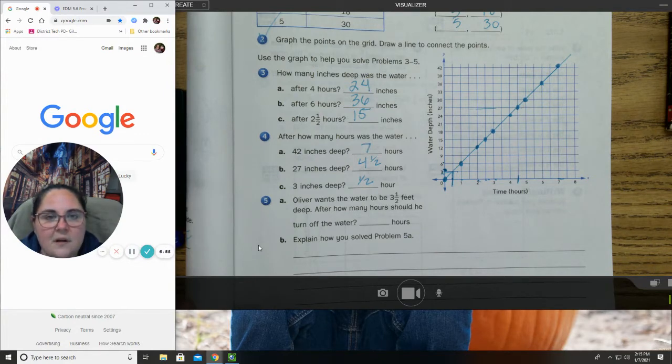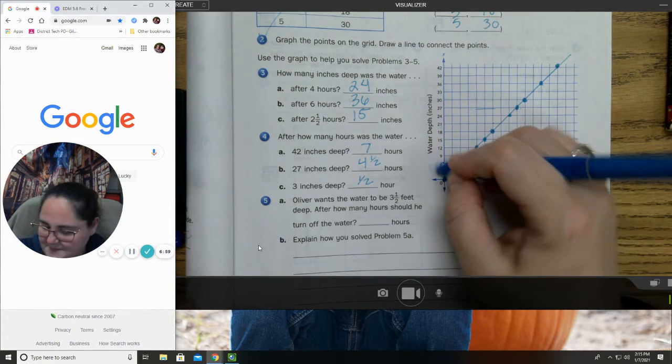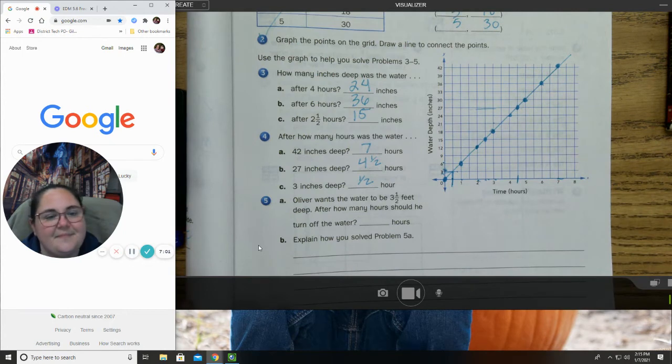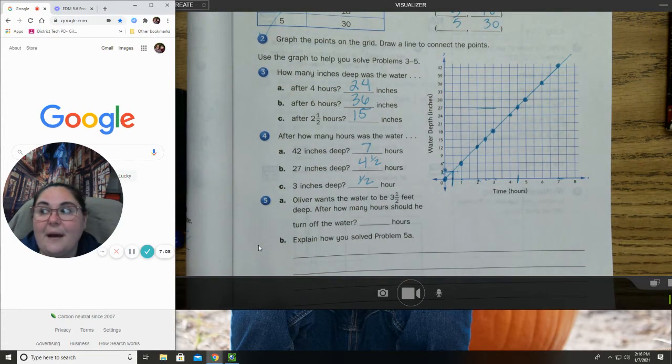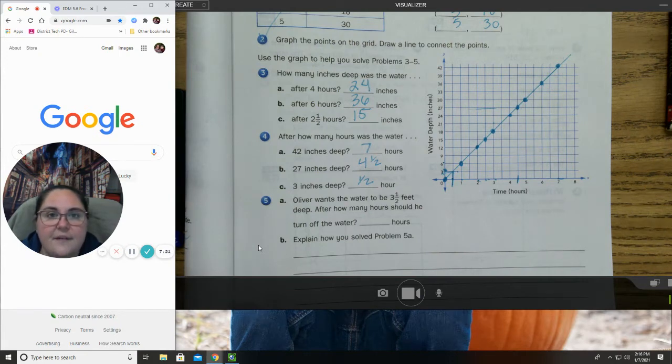Oh wait, I was wrong. Who knows my mistake? Notice that this says inches, and my question asks about feet. So how many inches are in 3½ feet? I want you to pause the video and see if you can figure out how many inches are in 3½ feet.